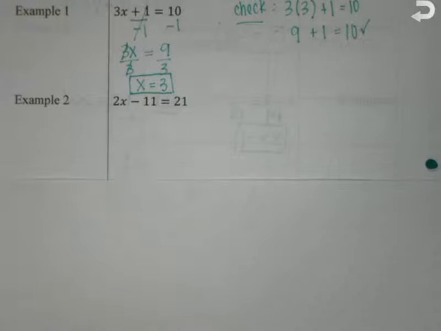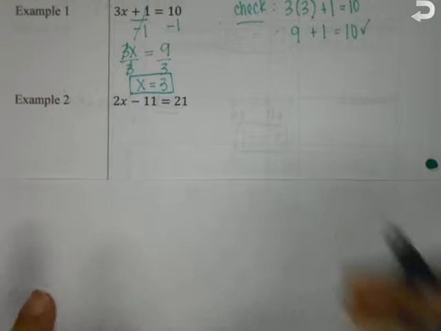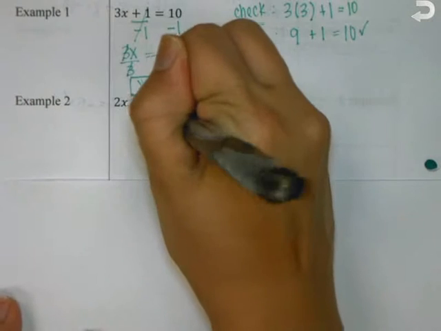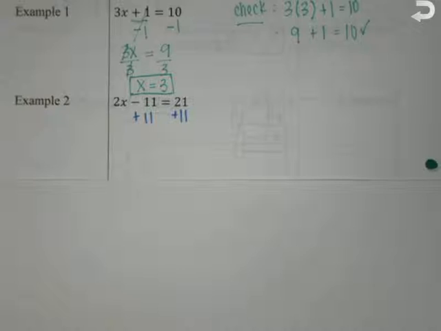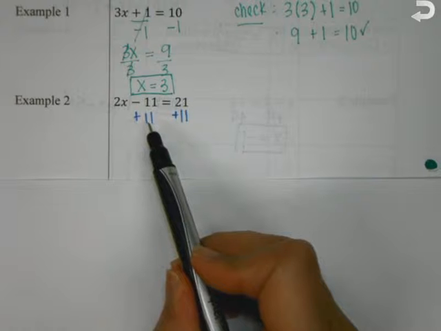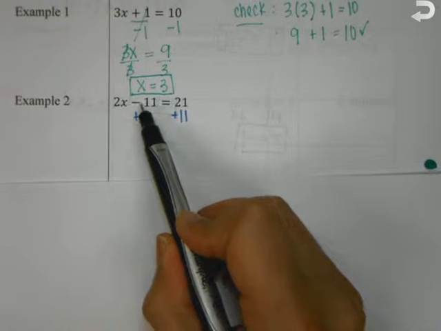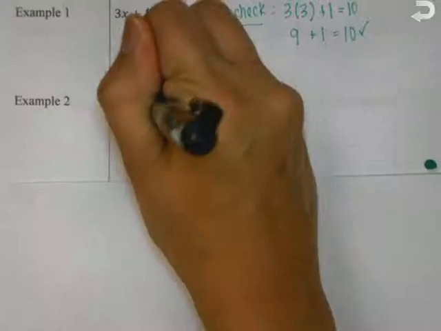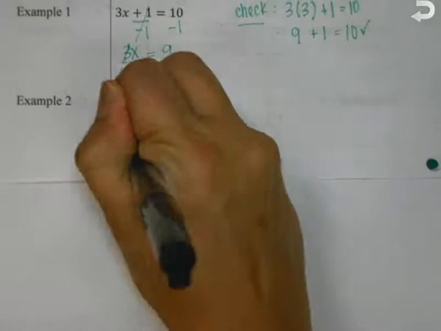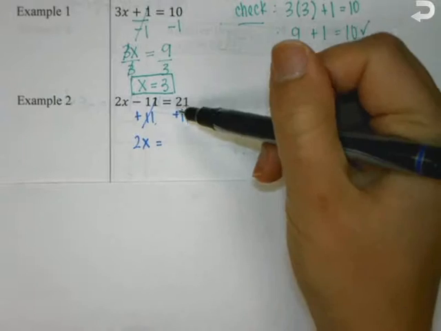Alright, so Ryan, what did you do first? I add 11. Exactly. So you added 11 to both sides. Why did you add 11 and not subtract 11? How come you knew to do plus 11? Yeah, because we have negative 11 right here, right? And negative 11 plus 11 becomes 0. So that leaves me with 2x equals 32.